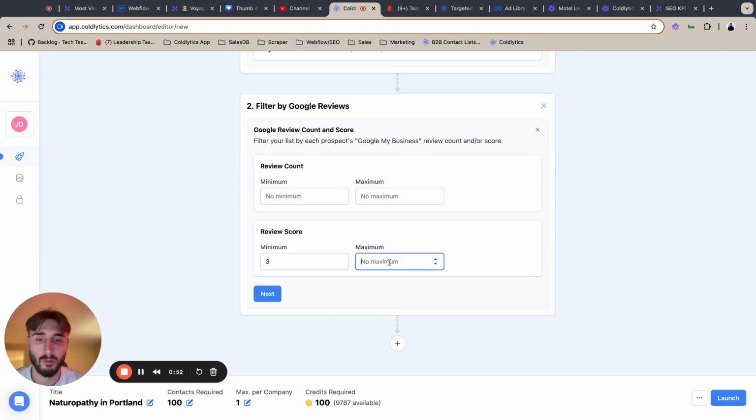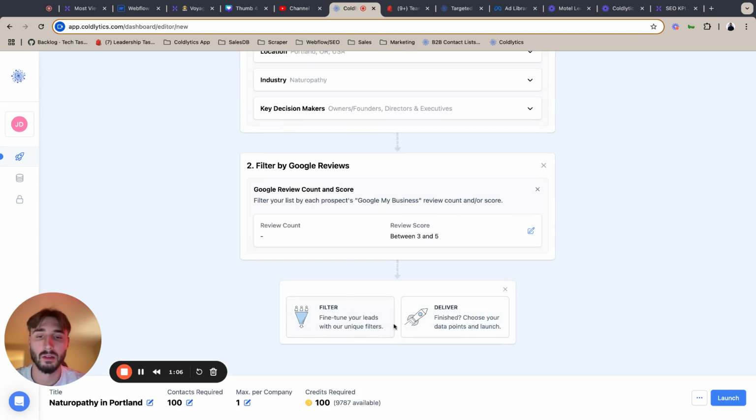Filters, we are going with review. We're going to set it between a 3 and a 5. And basically, this just means that we're only targeting companies that are respected by their clients and customers, which just means the benefit to you is they'll be easier to do business with and they'll treat you better. So hit next to lock that in.